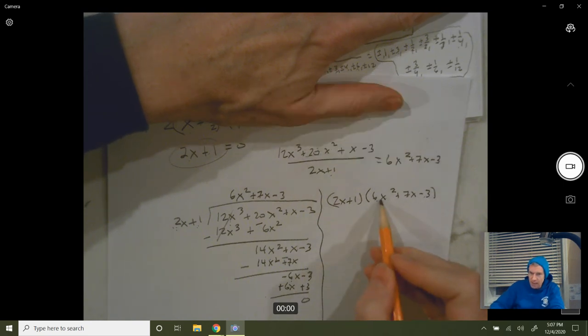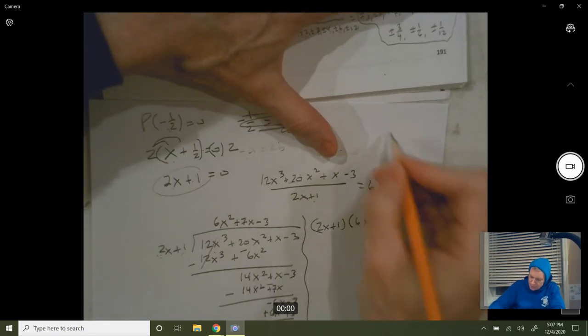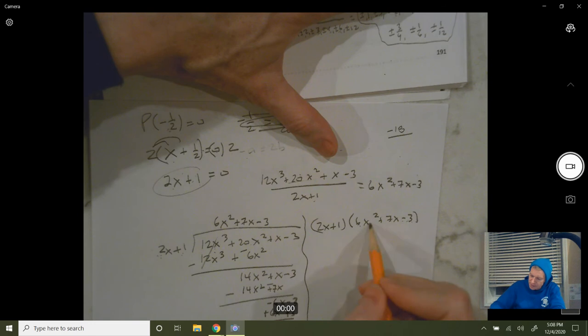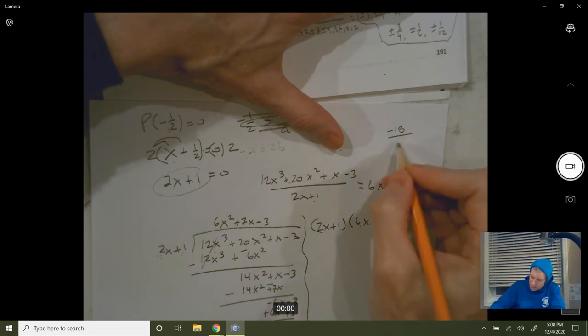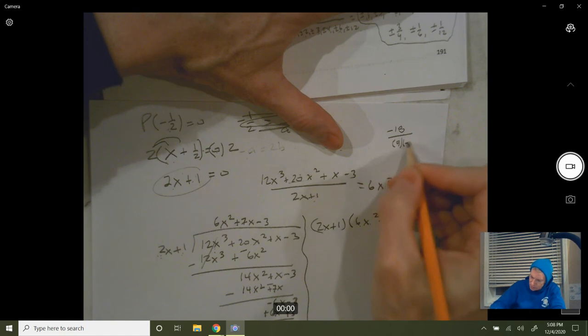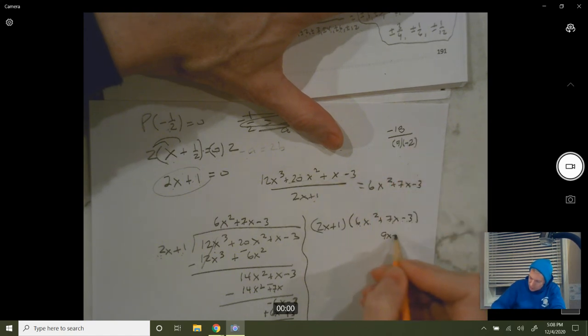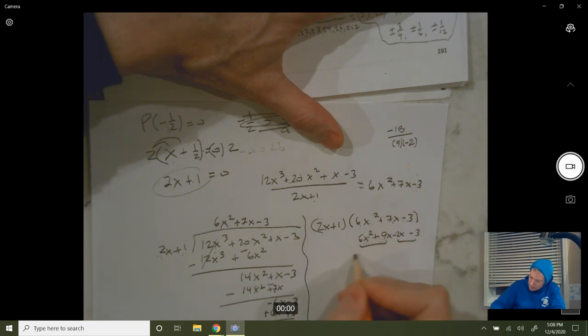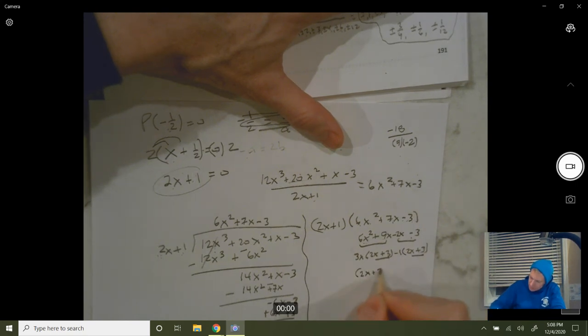If you take 6 and negative 3, you get negative 18. You want two numbers that multiply to negative 18 and add to positive 7. I would say 9 times negative 2. So split that into 9x minus 2x. Bring down the minus 3 and the 6x squared. Group the first two, group the last two. Pull out a 3x, you get 2x plus 3. Pull out a negative 1 and you get 2x plus 3. They both have a 2x plus 3 in them, so factor that out and you're left with 3x minus 1. Bring down this factor, 2x plus 1.